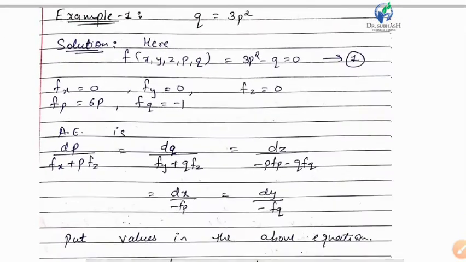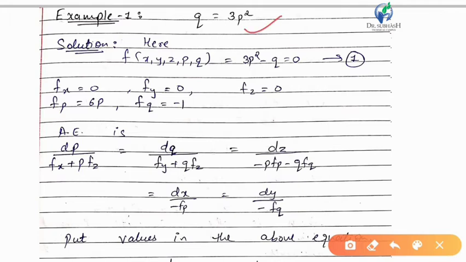Now let us move towards the example. Our given question is q equal to 3p square. Now we will name this as a function of x, y, z, p, q. We will move one term towards the other side. So we can rewrite this equation as 3p square minus q equal to 0. Name it as equation 1. First we'll find all the derivatives.